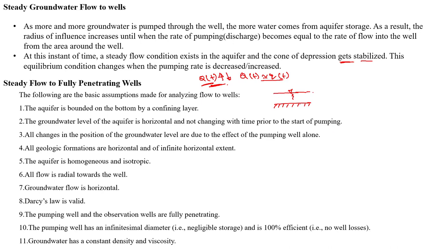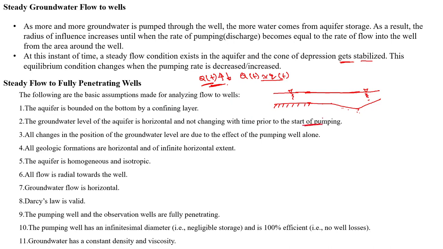The ground level of the aquifer is horizontal and not changing with time prior to the start of pumping. Suppose there is sloping ground, despite whatever the ground condition, the water level condition should be horizontal. These are the assumptions we made to model this particular steady flow, and it remains constant before the start of pumping.